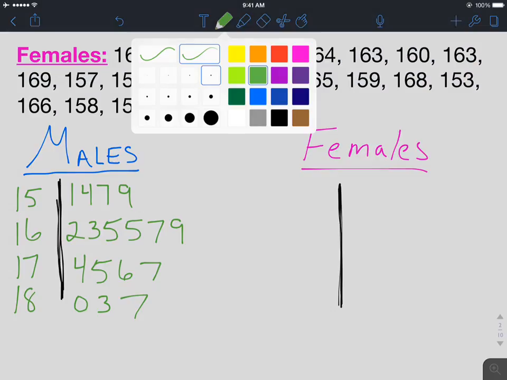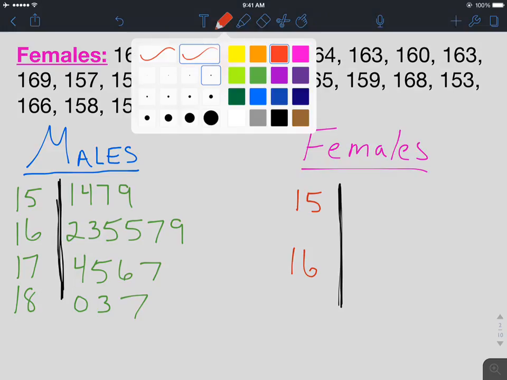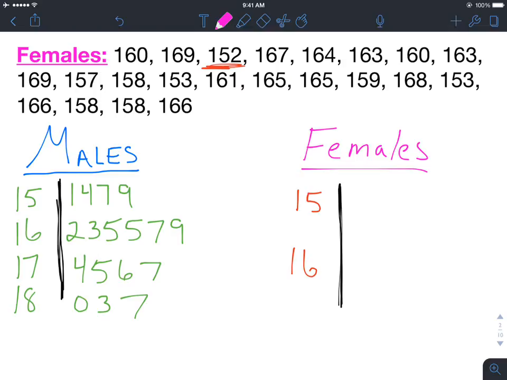I could do the same thing for females here, but the female range is going to be a little different. The lowest female one is 151, and the highest female is going to be 169. So actually, I only need 2 there. And then what I could start to do is I could start to just plug in the numbers.